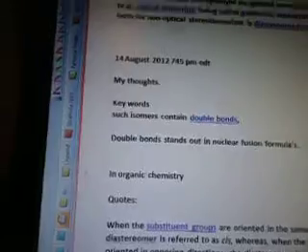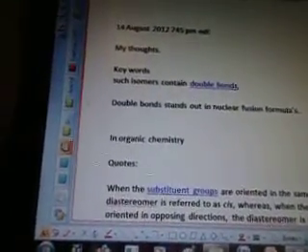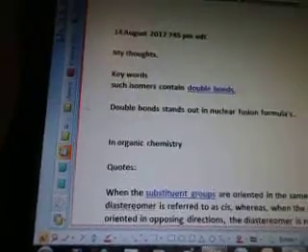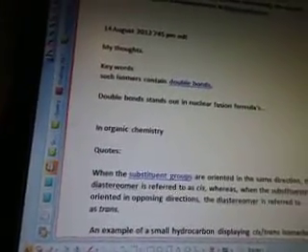Sorry. 14th August 2012 is when I was originally working on this, and today, September 13th, is when I'm actually videotaping it. My thoughts. Keywords. Such isomers contain double bonds. Double bond stands out in nuclear fusion formulas as well.